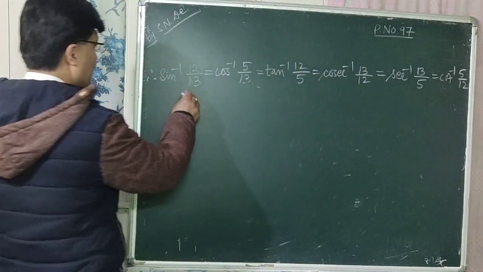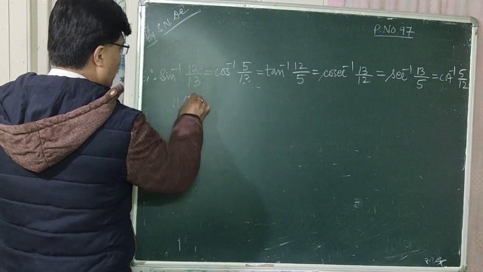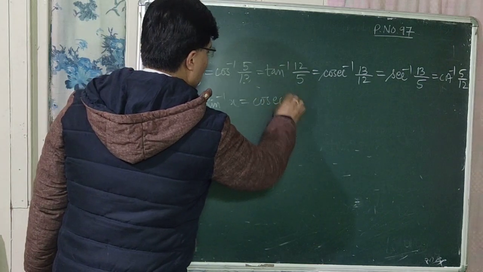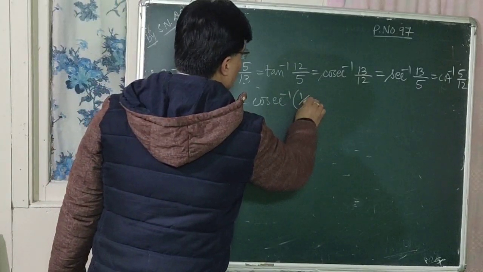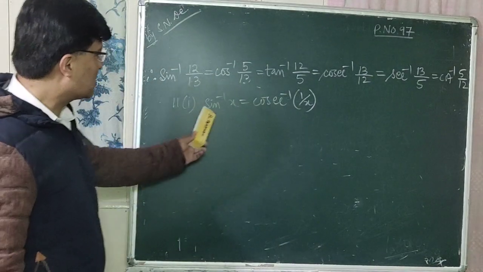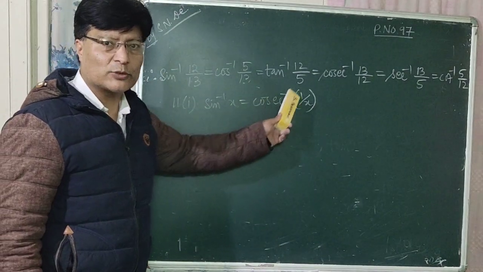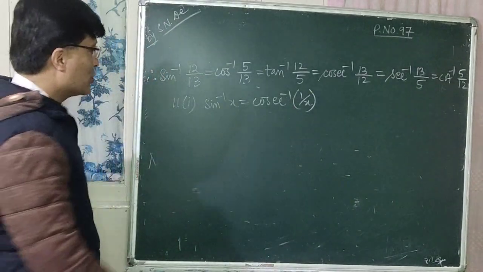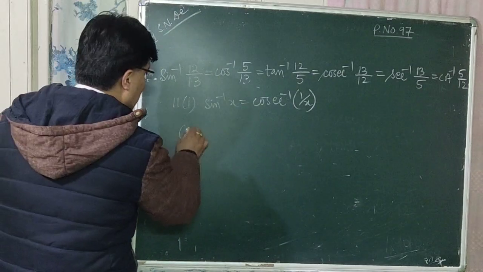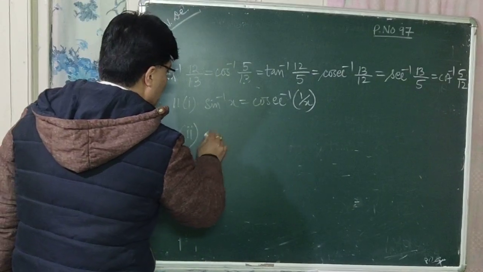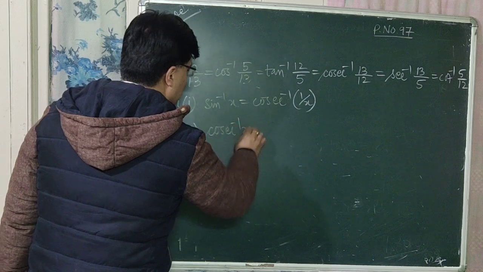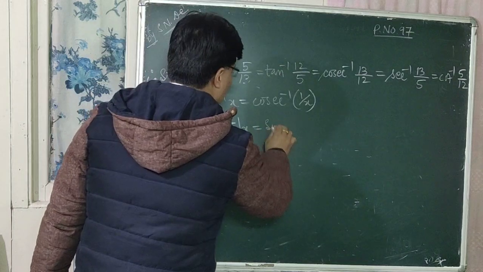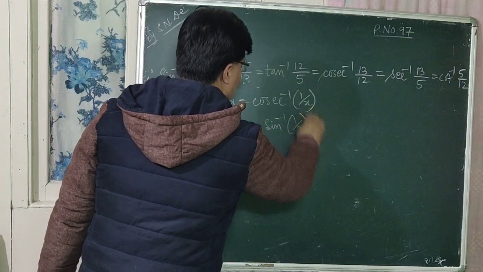Okay, let us write down the formula again. Formula number 11, number 1, sin inverse x is equal to what? In terms of cosec inverse, this is 1 upon x. Is that clear? Sin inverse x, directly you can write cosec inverse 1 by x. Sometimes you may have to write sin inverse in terms of cosec inverse, isn't it? So sin inverse x is equal to cosec inverse 1 by x. Similarly, cosec inverse x is equal to, what is it in terms of sin inverse? It will be sin inverse 1 upon x.